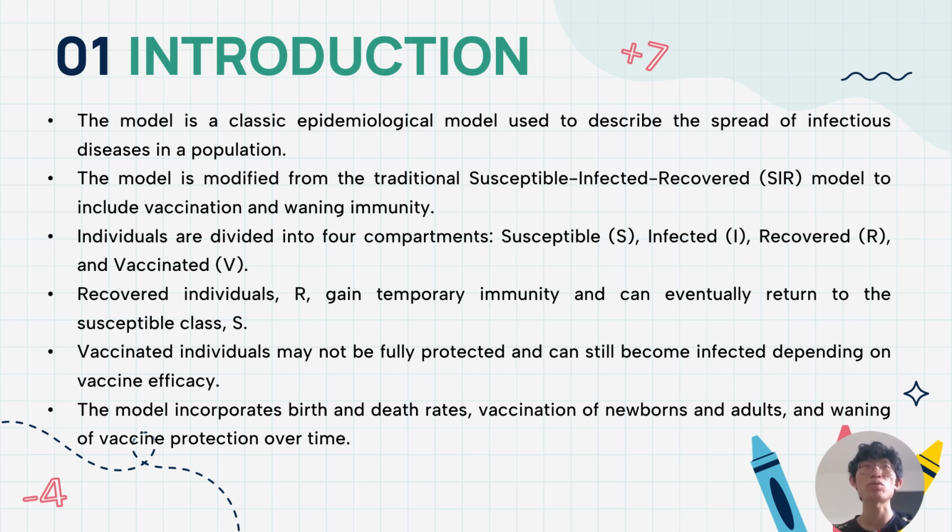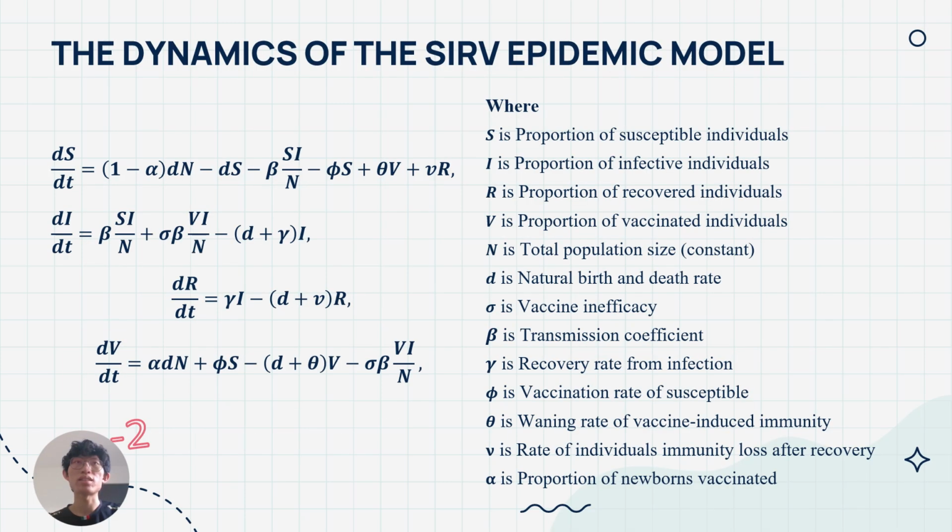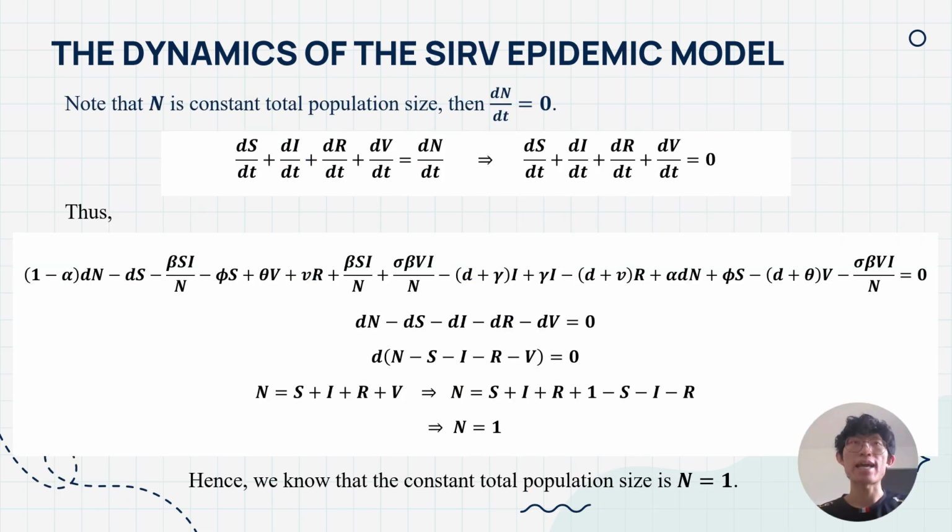It is modified to include births, deaths, vaccination, different life stages and waning immunity, which makes it more realistic for long-term disease control. This is the dynamic of the SIRV epidemic model. Note that N is the constant total population size, where dN/dt equals 0. And we substitute all the equations inside and we prove that N equals 1.